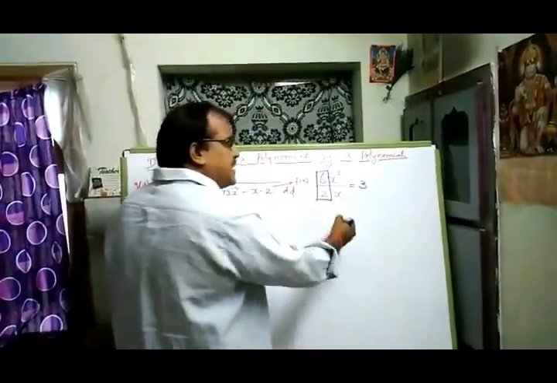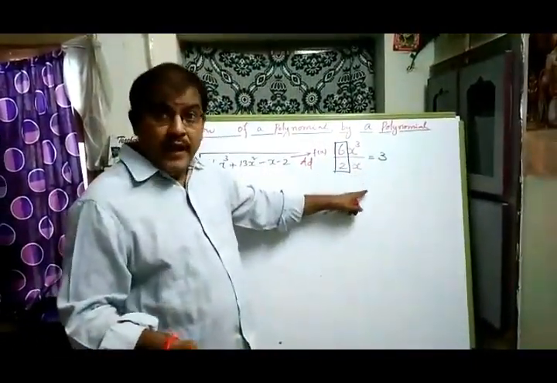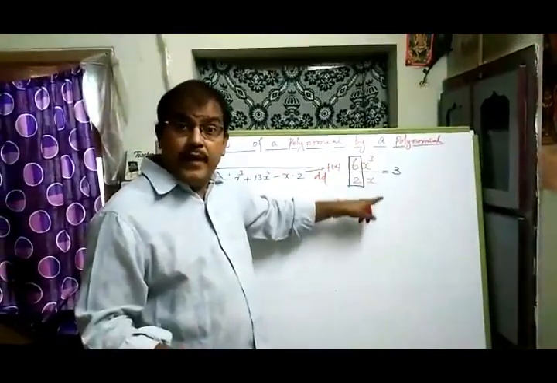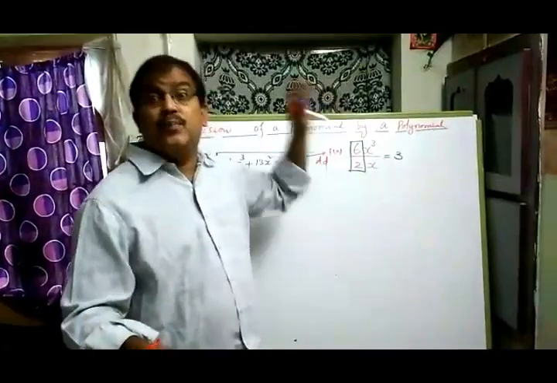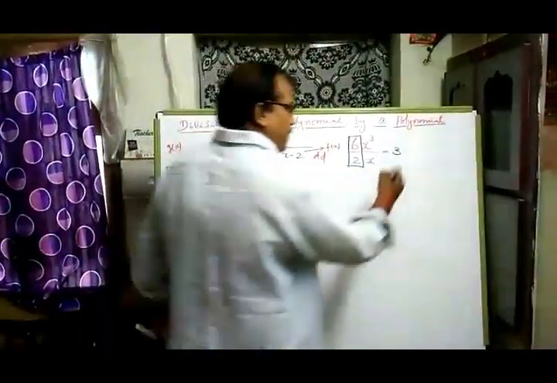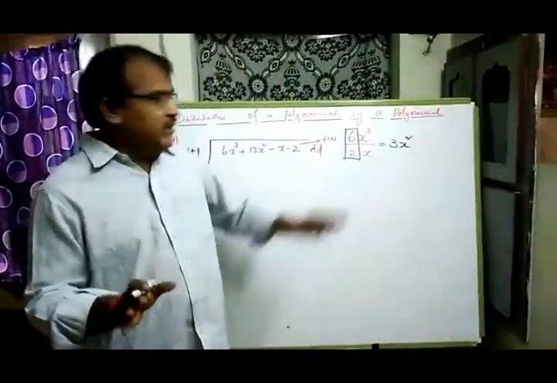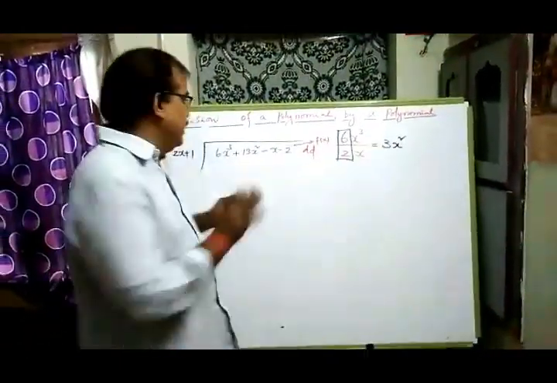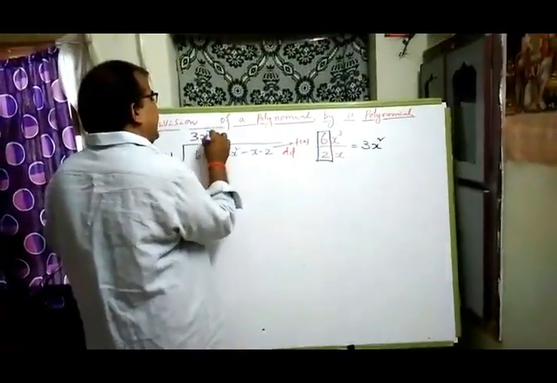Then x cube by x. I have said many times, a to the power of m by a to the power of n is equal to a to the power of m minus n. So x to the power of 3 minus 1 is x to the power of 2, that is x square. This is called the partial quotient. This partial quotient is put in the quotient place: 3x square.